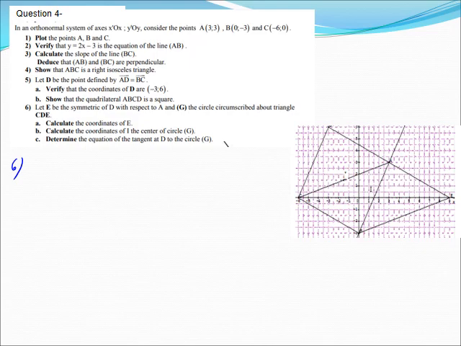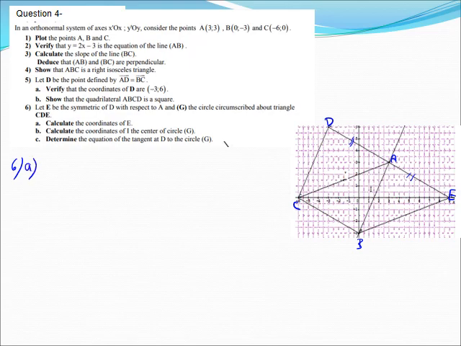Number 6. Let E be symmetric of D with respect to A. E is symmetric of D with respect to A. So we can say that AD equal AE. And G is a circle circumscribed about triangle CDE.